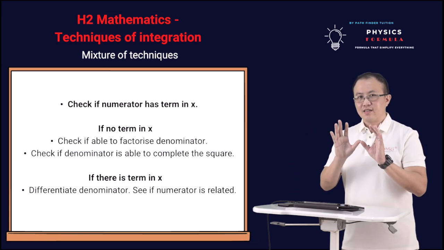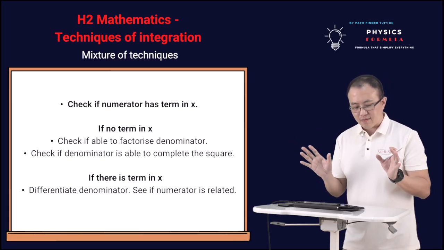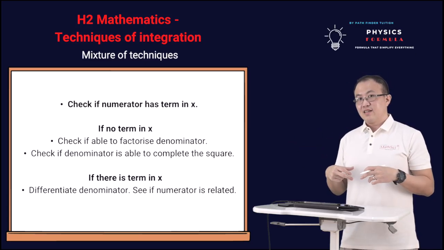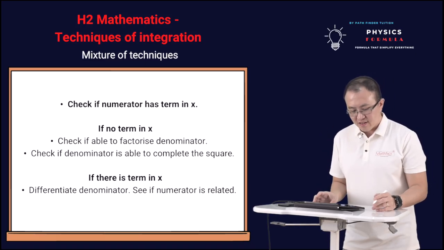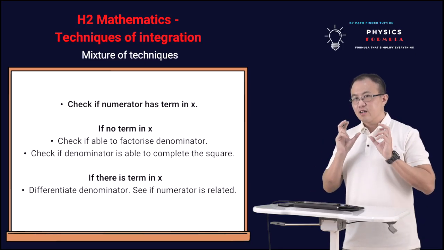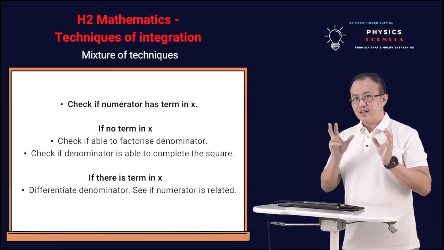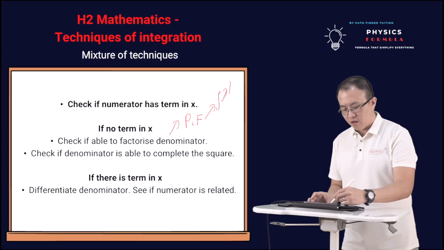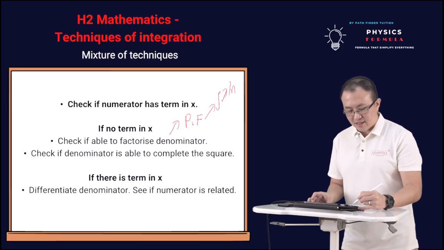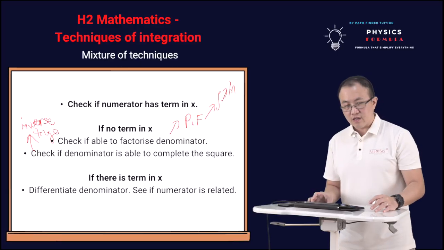Okay, if no x term, then everything is easier. So if no x term, then I'll see the denominator. Can it factorize? If it can factorize, then you do a partial fraction. If cannot, then you check, can I complete the square? Then it will become an inverse trigo. So if it can factorize, this is a PF question. Then you integrate, you will get ln. Then if let's say cannot, then I will say complete the square, you will get inverse trigo. Okay, so things like this.